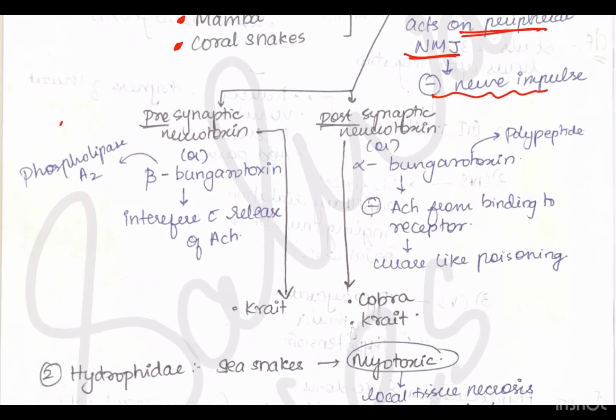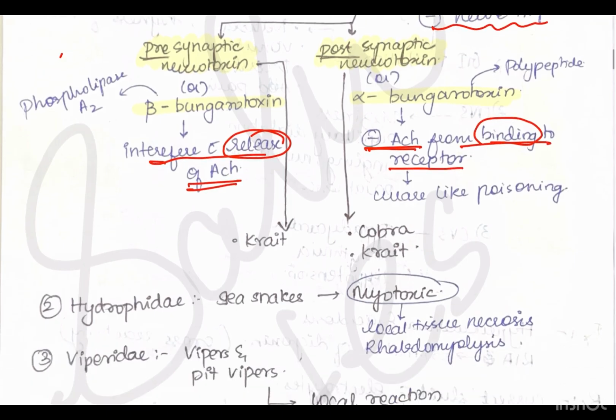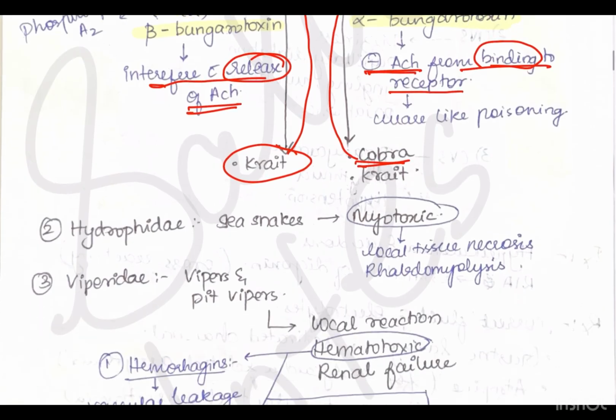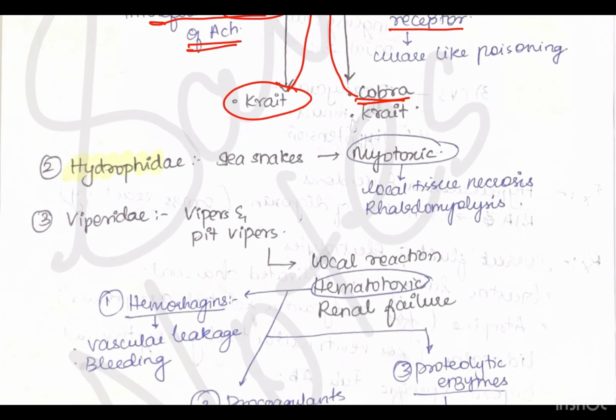And you have to remember two toxins, presynaptic neurotoxin and postsynaptic neurotoxin. Presynaptic neurotoxin is beta bungarotoxin and postsynaptic neurotoxin is alpha bungarotoxin. Presynaptic, so it will interfere with the release of acetylcholine, whereas postsynaptic inhibits the acetylcholine from binding to the receptor. Next, the snakes present. Krait is an example of having presynaptic neurotoxin, and cobra is an example of having postsynaptic neurotoxin. Next family is Hydrophidae.